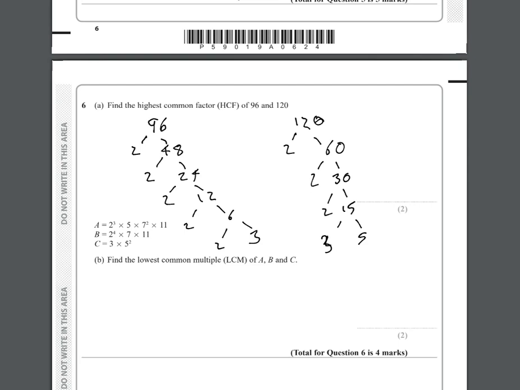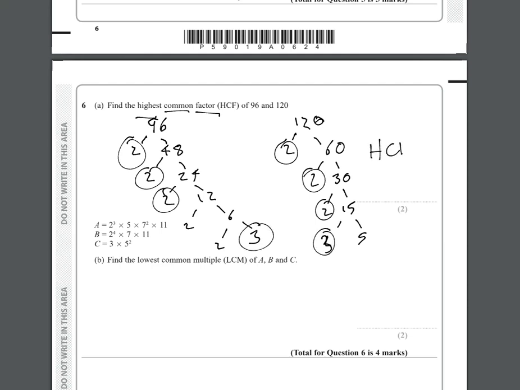So the highest common factor. So we've got a 2 and a 2, a 2 and a 2, 2 and a 2, so far we've got 3 2's that are in common, and a 3. They're the only things in common. So the highest common factor is 2 times 2 times 2 times 3, which is 24. The highest number that goes into both of those.